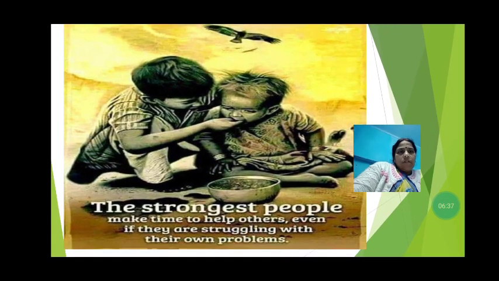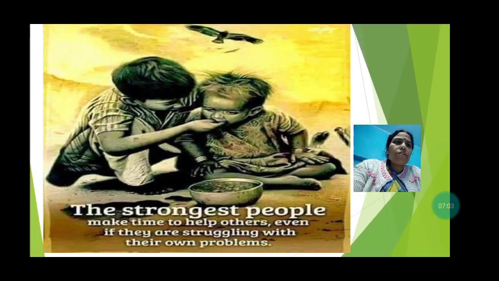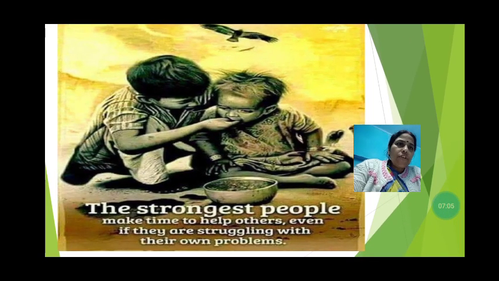See, the strongest people make time to help others. So we have read about that. Depending on what they need, we share our time. So see here, the strongest people make time to help others even if they are struggling with their own problem. So here what you see, the child, he is not thinking about himself but giving food to the other child who is hungry. He is also showing the act of generosity. He's a very generous boy.